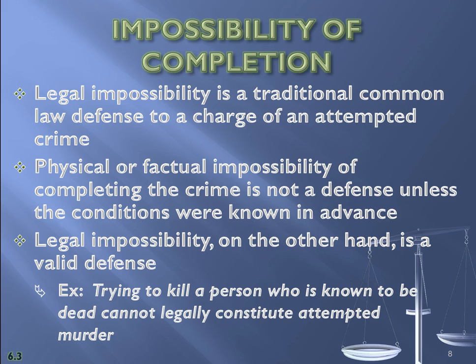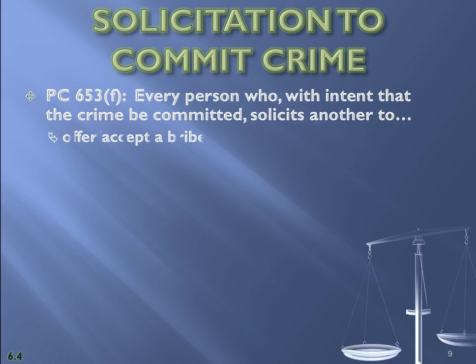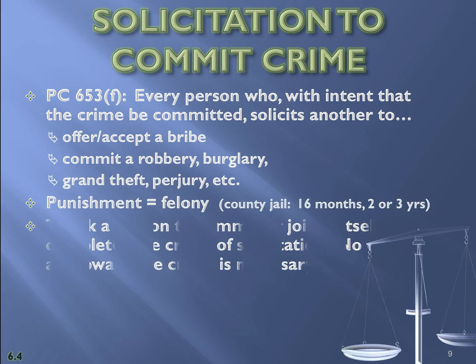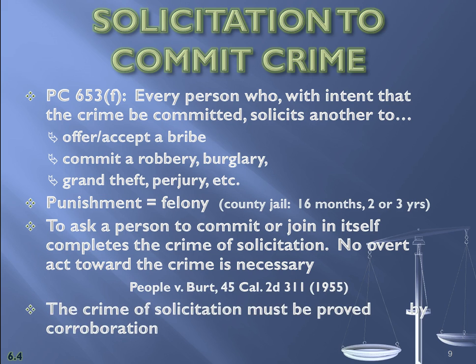Legal impossibility, on the other hand, is a valid defense because, again, the example we're using here, trying to kill a person who is known to be dead, cannot legally constitute attempted murder. Now, it might constitute some other crime, but it's definitely not going to constitute attempted murder. So we're going to move on from attempt and talk a little bit about solicitation and what that really means, and then go into things like bribery and oath of office and things like that.